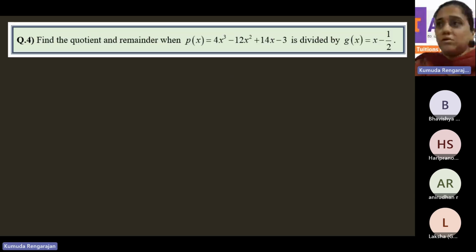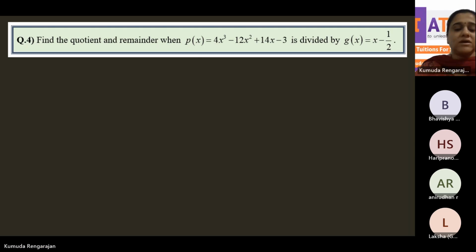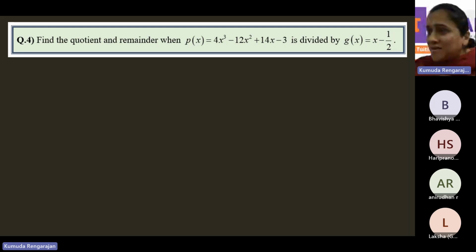Okay, so the other day some of us wanted to know how to perform the long division, right? So we'll see it here. Find the quotient and remainder when P of x is divided by g of x. Because you want the quotient as well as the remainder, you have to do the long division. You can also get it using synthetic division, but we should know how to perform the long division. So we'll do that now.